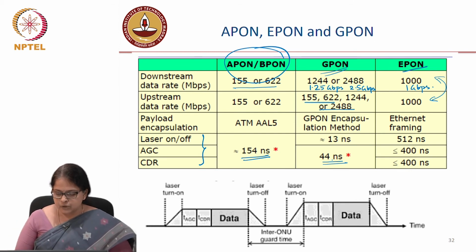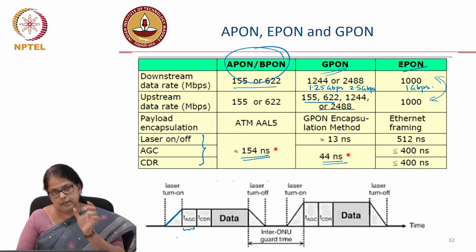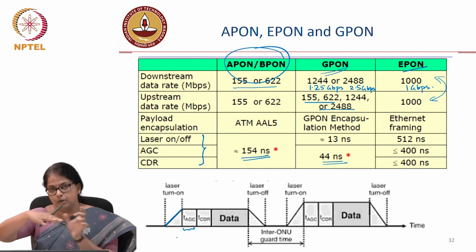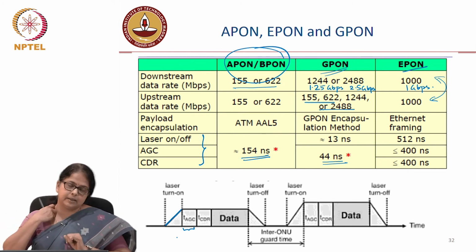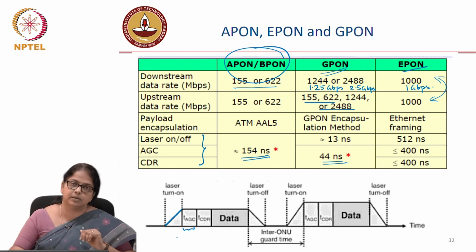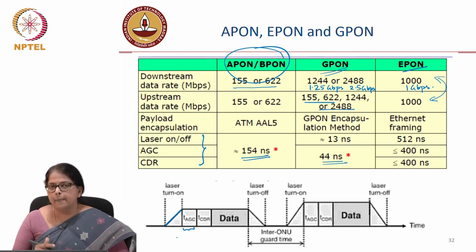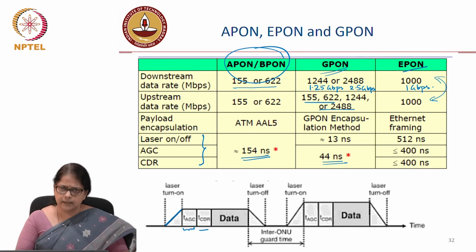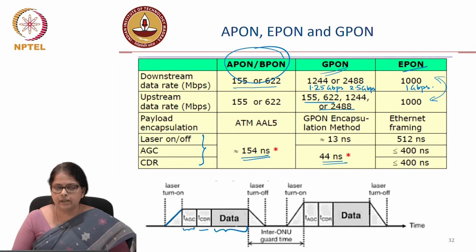So, what is this timing? Initially, the laser has to turn on, and you are giving some guard time for that. Then there is a time interval in which you adjust the gain of the electrical front end amplifier. You want to make sure that the gain is such that the signal power is constant. So, there is a time taken for the front end electronic amplifiers to adjust the gain. That is the AGC time. Then comes the time taken for the carrier and data recovery, and then is where your actual data comes in, right.